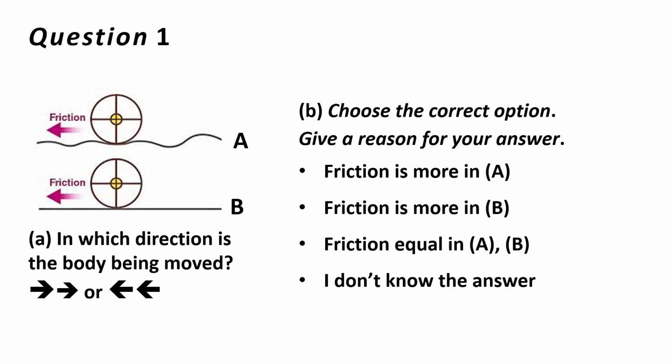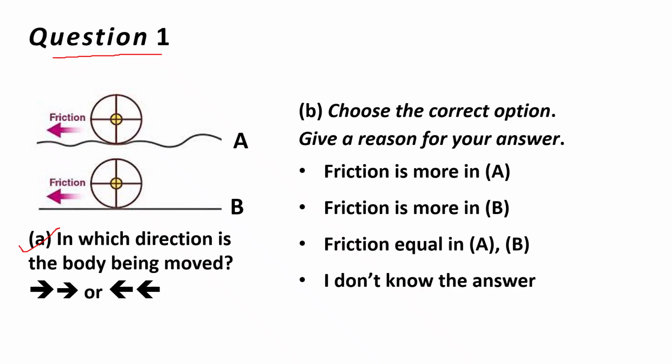Now this is question number 1. Put the question number. Every time put the question number. Question number 1. In question number 1, we have two parts, A and B. So put 1A. In which direction is a body being moved? You can see two pictures, A and B. In which direction is a body being moved?